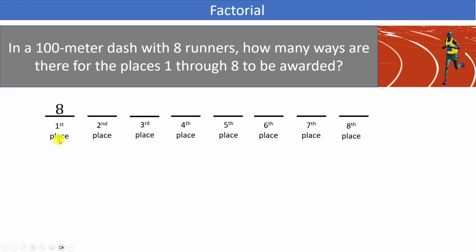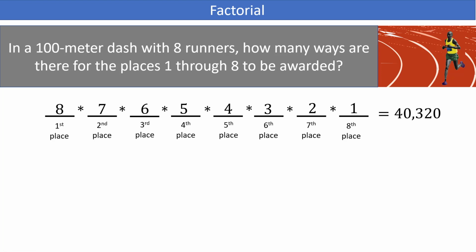But now if first place has already finished, then you have 7 people competing for second place. So we're going to put a 7 in the second blank. For third place, there are only 6 runners remaining once first and second have already finished. And that continues all the way down until we get to 8th place. Once 7 people have already finished, there's only 1 person left competing for 8th place. Based on the multiplication rule of counting, we multiply all those together to get the answer, which is 40,320.